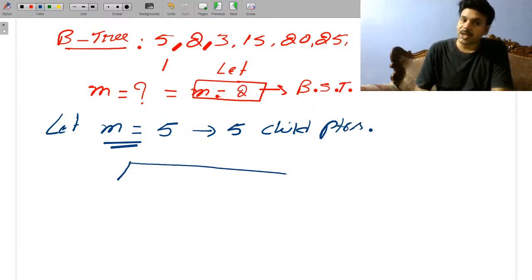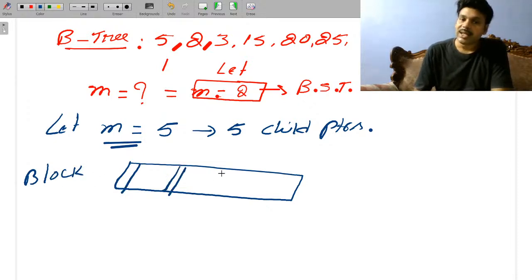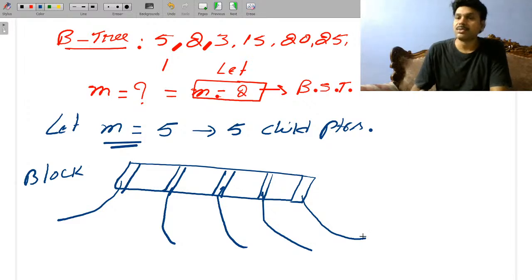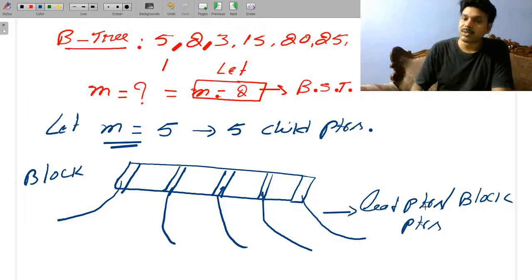That means you take one big node. This block can consist of a maximum of 5 pointers. It can point to 5 nodes on the other side, the leaf nodes, like this: 1, 2, 3, 4, 5 nodes. These pointers are called leaf pointers, also called block pointers, which are pointing to next level blocks, also called tree pointers.